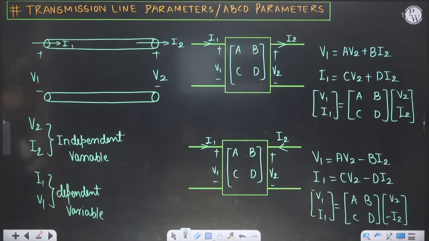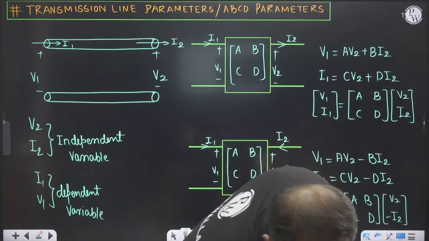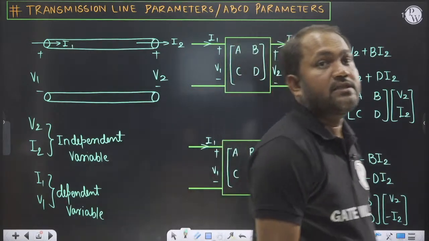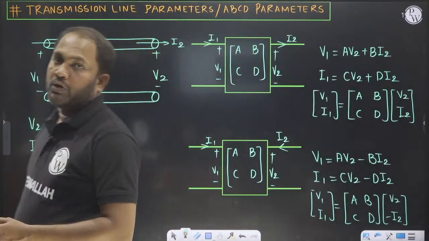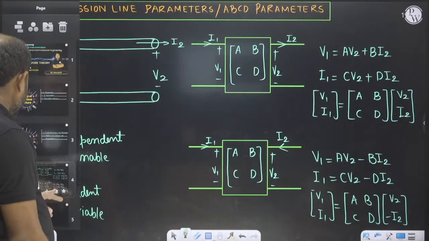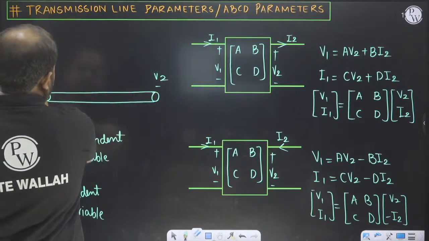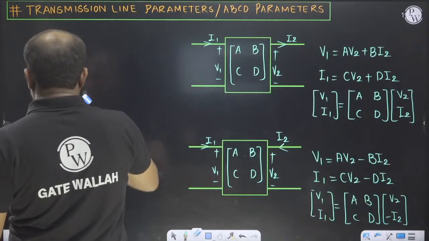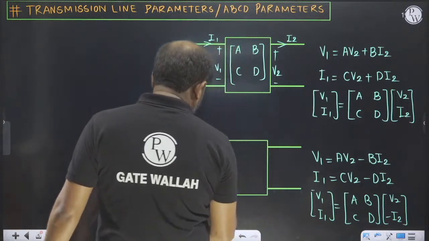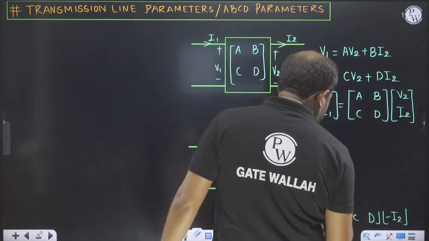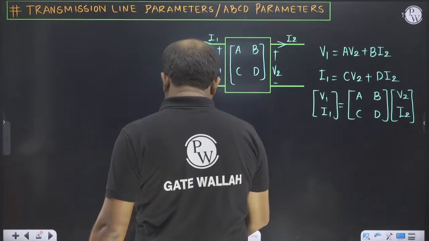Second point you have to remember: if a two-port network is connected with load, what will happen? For the ABCD network, there is no equivalent diagram. Again you should note that there is no equivalent diagram, so an equivalent network for the ABCD matrix is not possible here.